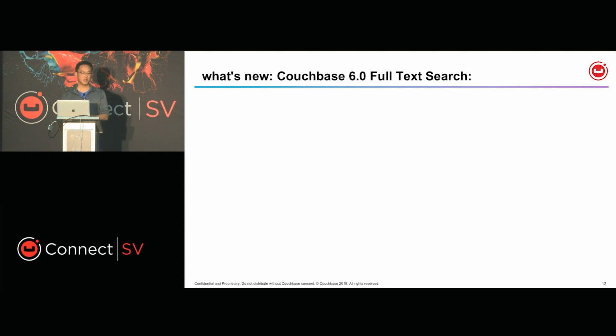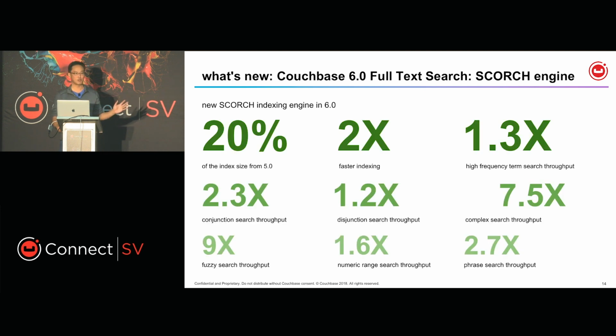Let's switch a little bit to, well, what's new in Couchbase 6.0 full-text search. And the news is this thing called Scorch. Many man-years of effort put into the Scorch engine. Lots of great things that we're super proud about. Like 20%, 1/5 the size of the index as compared to before, and 2x faster indexing speed, 1.3x faster throughput on high frequency term search throughput, on and on and on. Lots of great numbers that we'll scroll down past the screen. We didn't put them all up there.